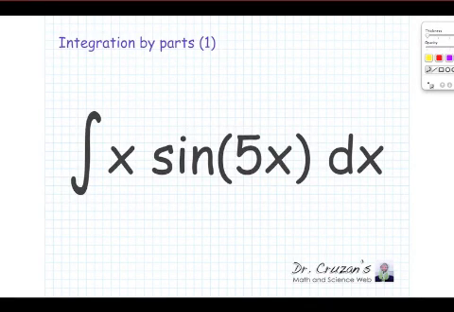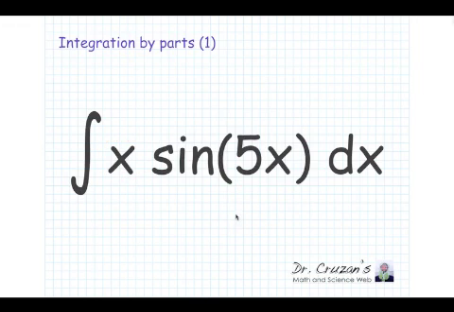Okay, integration by parts. Let's try this problem. This is one that we probably couldn't solve using integration by substitution. You can imagine trying to do this. We would maybe substitute u is equal to 5x, du would be equal to 5 dx, and we would still have this thing hanging around. So integration by substitution isn't going to work here. So we'll try this by parts.